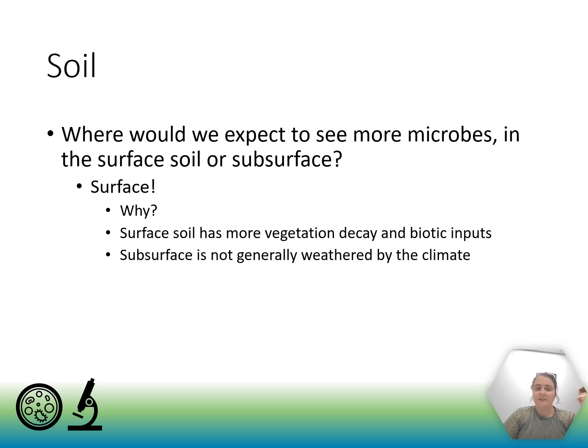So the answer is going to be the surface, and the reason why is because surface soil has much more vegetative decay and biotic inputs. The subsurface is not generally weathered by the climate. So normally weathering is occurring at the very top, and we have more vegetation at the top. So there's more diversity in terms of what's actually there for microbes to live with in that surface layer. So we're mostly looking at the surface layer for this class.